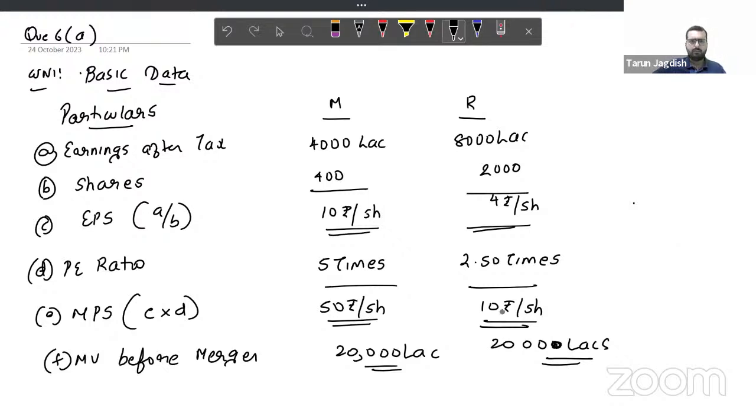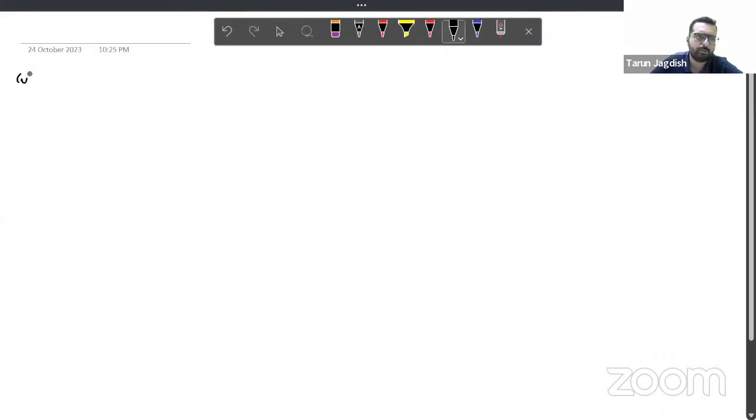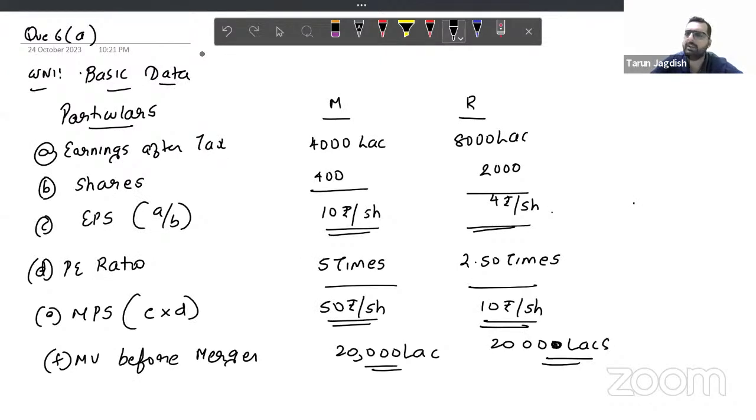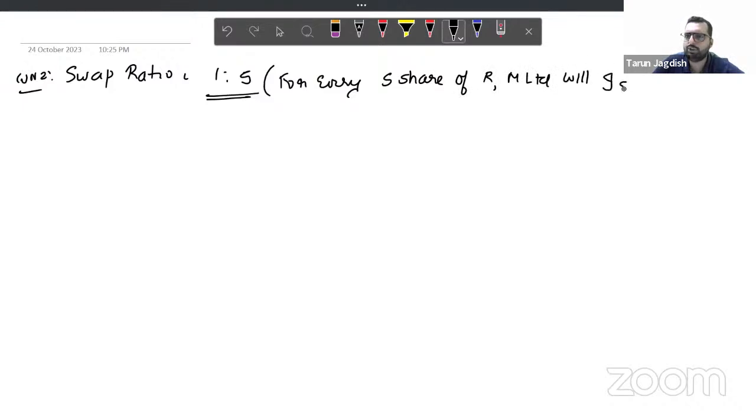Fine, friends. I believe you're all done with this. Can I go to the next part now? All right. Yes. So once we are done with the basic information, let us read the question. What is the swap ratio based on market price? So working note number 2 will be swap ratio. Friends, based on market price means 50 rupees and 10 rupees. So what will be the swap ratio? It will be 1:5. What is the logic? For every 5 shares of, I think, R Limited, M Limited will issue only 1 share.